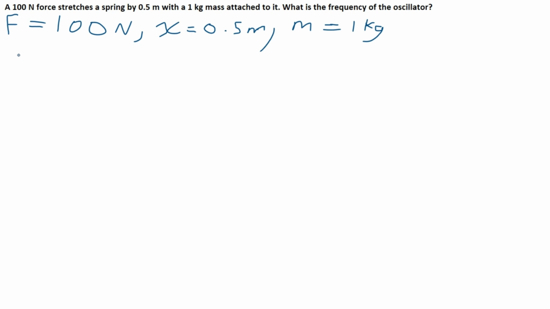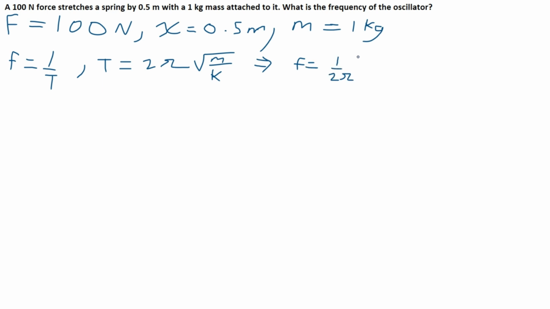Now, to find the frequency, we can use the formula that the frequency is just the inverse of the period. To find the period, we can use the formula that the period is equal to 2 pi multiplied by the square root of the mass divided by the spring constant k. So, rearranging to solve for frequency, this gives us that the frequency is equal to 1 divided by 2 pi, all multiplied by the square root of the spring constant k divided by the mass.